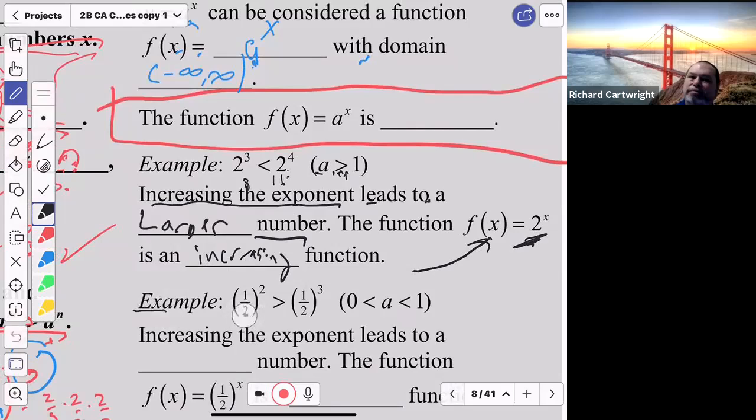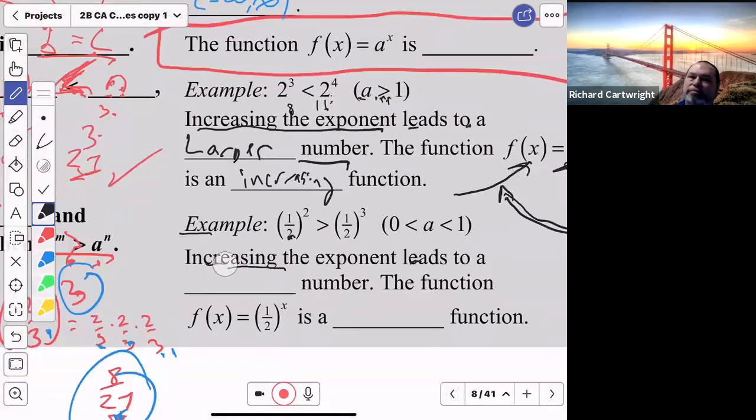Now, the next description was a is now between 0 and 1. And I showed you how that's going like that. Increasing the exponent means the numbers got smaller. Remember what we compared with? We compared 4/9 versus 8/27. They're getting smaller. So I'm going to say when you increase the exponent, it leads to a smaller number. Therefore, the function is a decreasing function.